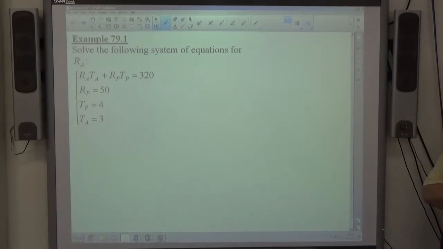It would say something like this. Paul drove for 50 miles an hour and then Anna drove at some speed. Paul drove for 4 hours, Anna drove for 3 hours. After however long, they were 320 miles apart. That's kind of the problems that's going to happen.